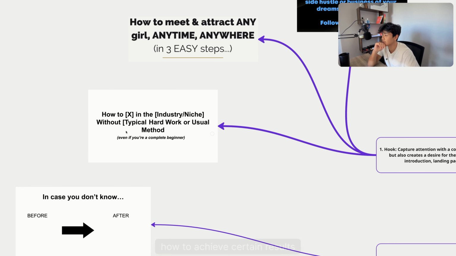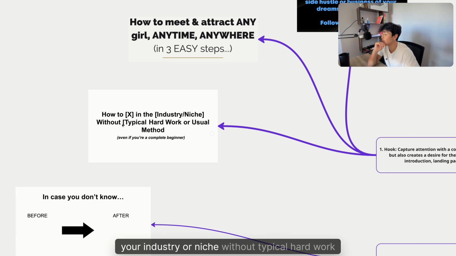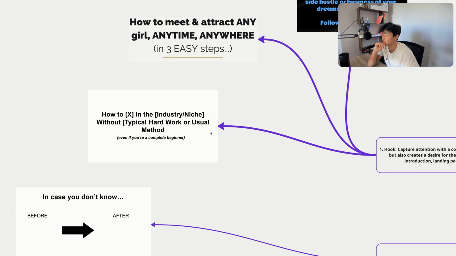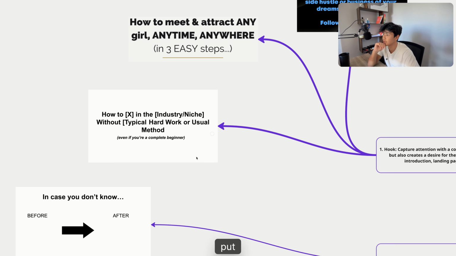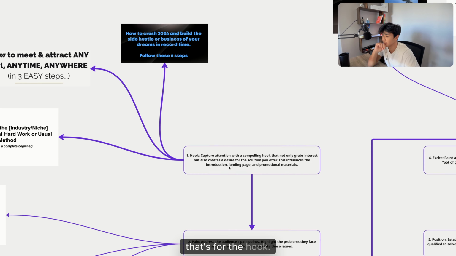So yeah, if you want a starting point, this is a general framework I would follow: how to achieve certain results or desired outcome in your industry or niche without typical hard work or the usual method. Even if you're a complete beginner, or you could put in 3 steps, 4 steps. So yeah, that's for the hook.